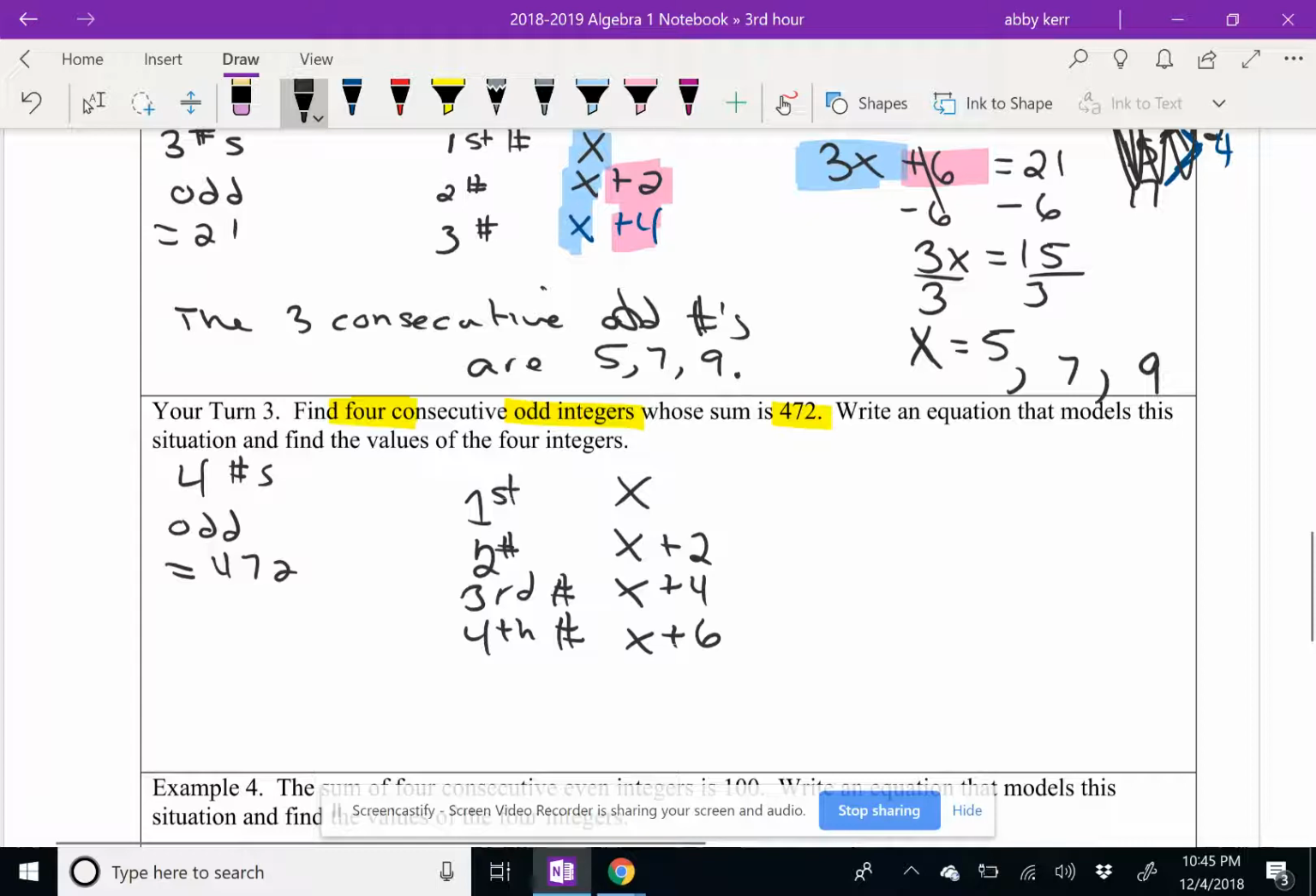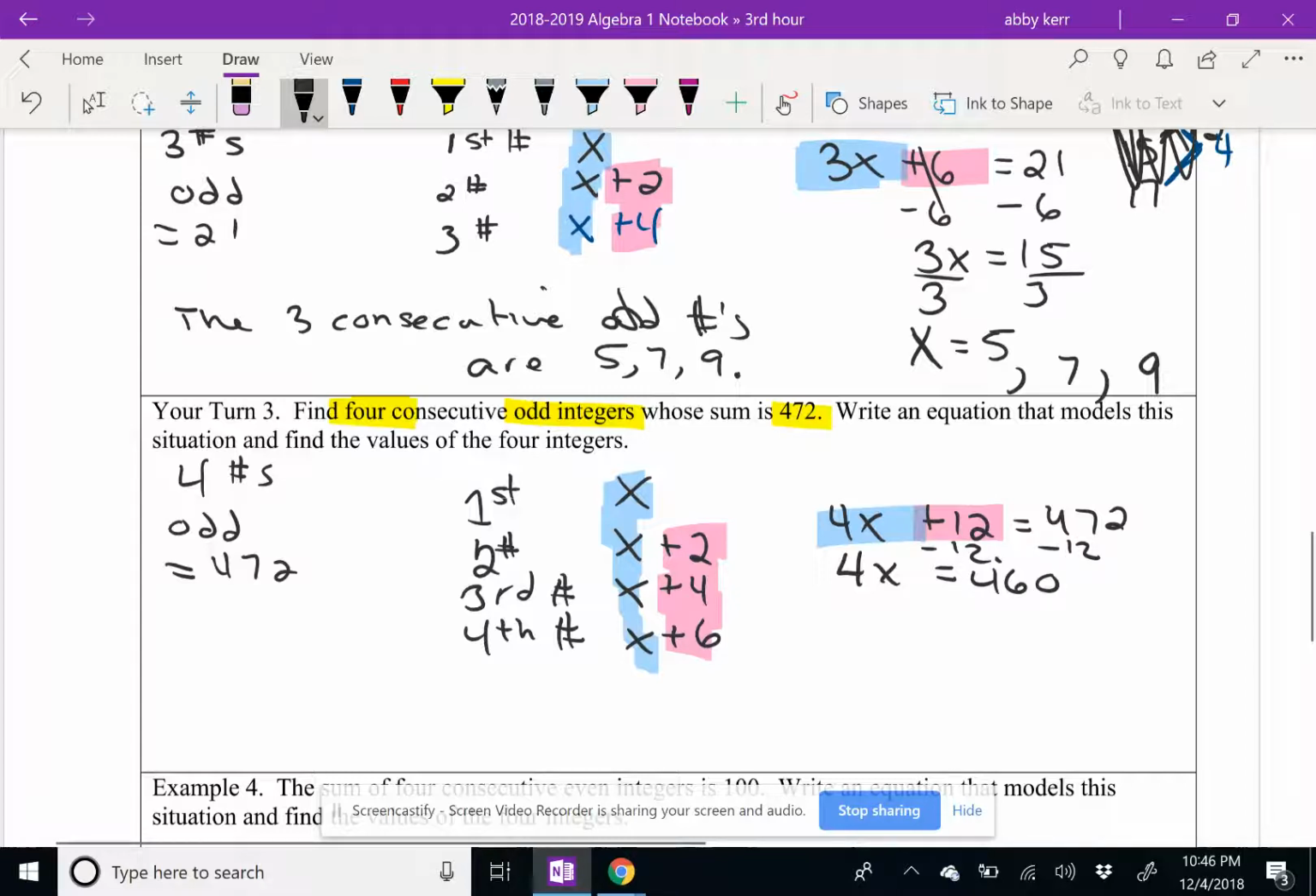So just like always, combine like terms. We have a line of x's. We have 4 of them total. Then we have 2 plus 4 plus 6, which gets us that plus 12, equals 472. So 4x, so we're going to minus 12, gets us that 460.